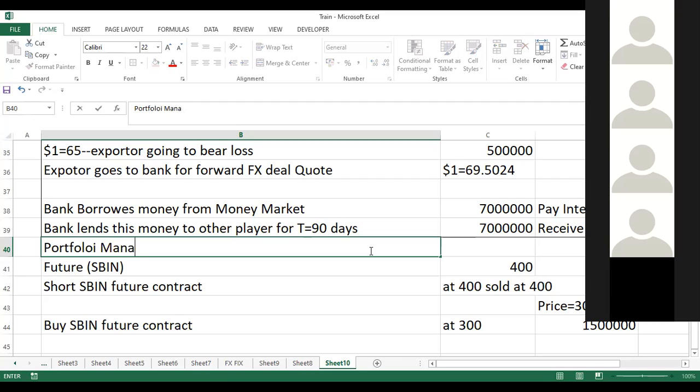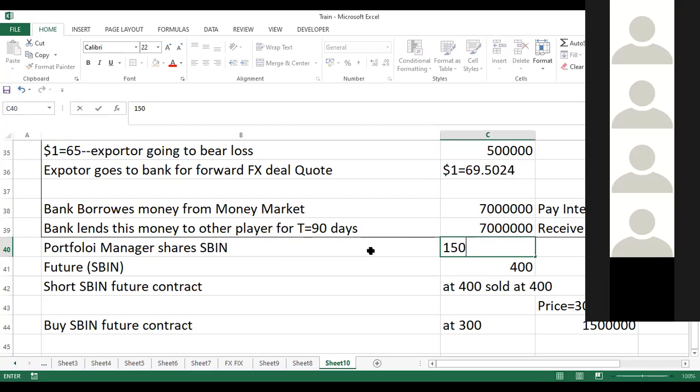How many shares are you buying? You're buying shares of SBI, 1,500 shares. Okay, now you bought it. Now after buying this share, your mind is saying, at what rate did you buy it? At 400.